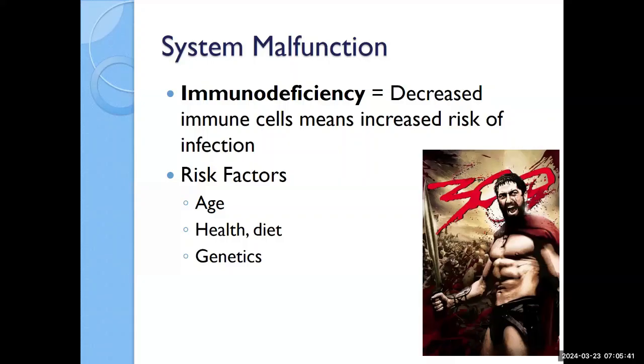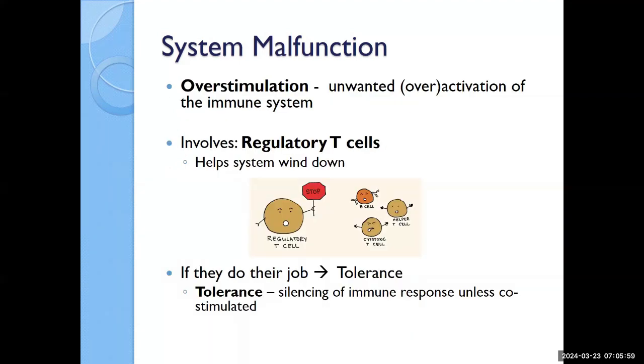Now, the immune system is great, but it's not infallible. Immunodeficiency describes a scenario in which there's fewer immune cells overall. And this can happen as you get older or due to changes in your health, your diet, or your own genetics. Part of immunodeficiency involves overstimulation. Perhaps your immune system doesn't know how to wind down. Perhaps the regulatory T cells that help moderate this response are not functioning correctly.